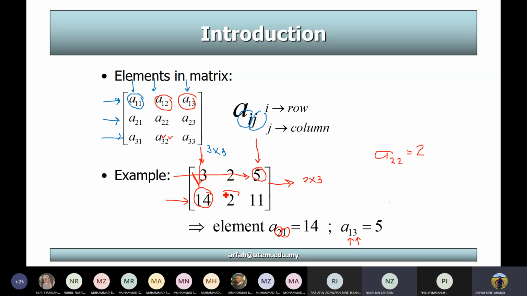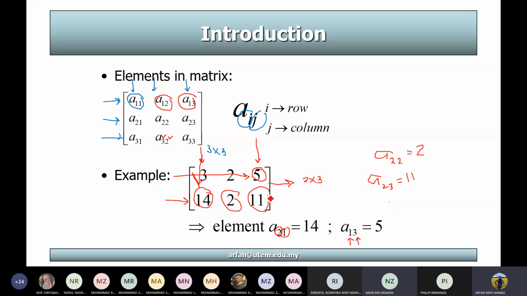Okay. 2. This one. Sebab dia terletak dekat elemen kedua, baris kedua, kolom ke-2. Baris kedua, kolom ketiga? 11. Okay, so saya harap yang lain faham.